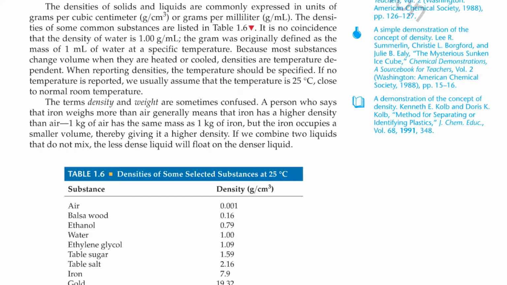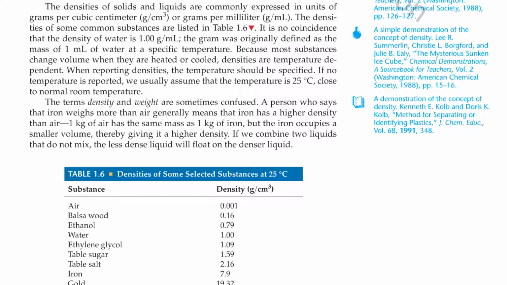Because most substances change volume when they're heated or cooled, densities are temperature dependent. When reporting densities, the temperature should be specified. If no temperature is reported, we usually assume that the temperature is 25 degrees Celsius, close to normal room temperature.